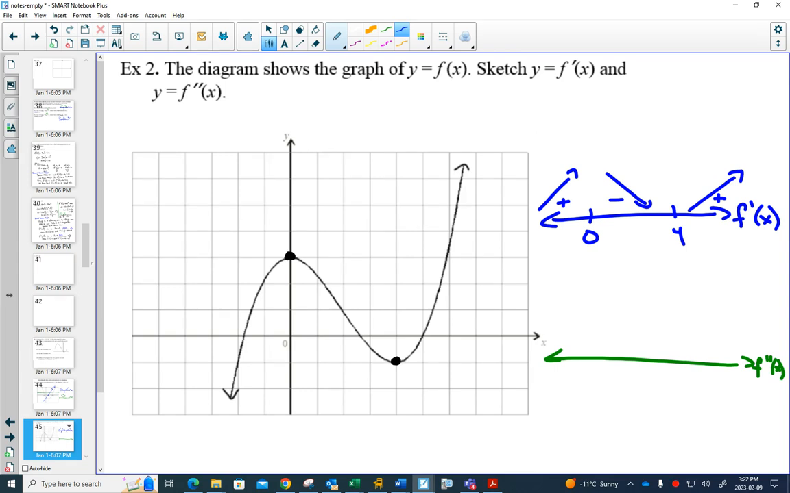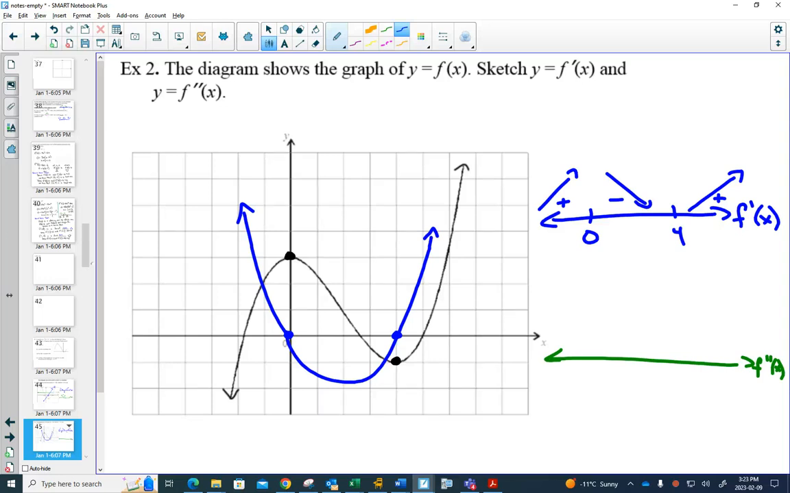We would know at these two black points that our derivative is 0. We know that between 0 and 4, it's negative, and in the other directions, it's positive. Now I just drew a parabola. Does a parabola seem like the right derivative of an x cubed graph? Yes.